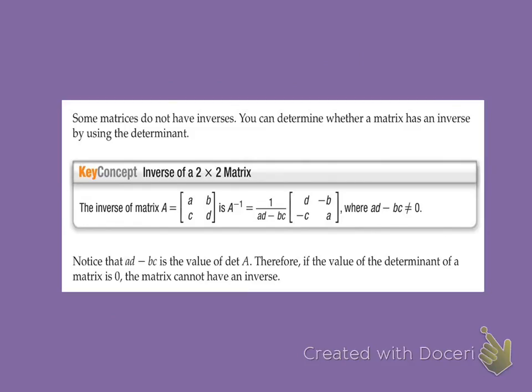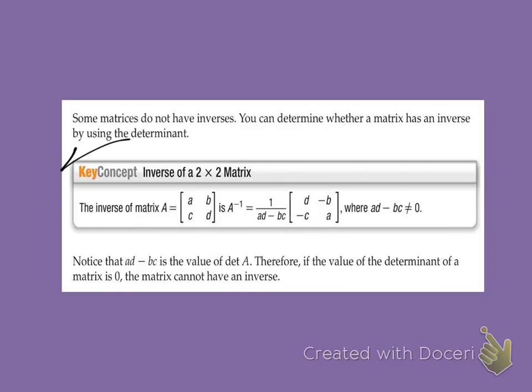Write down the key concept box right there. For sure. To find the inverse of a matrix, you're going to be given a 2 by 2 matrix, capital letter A, 2 by 2, with elements A, B, C, D.